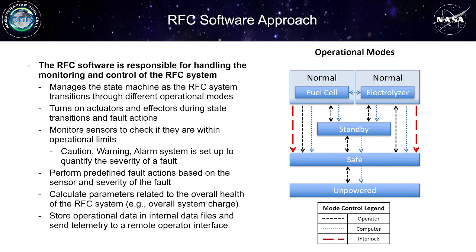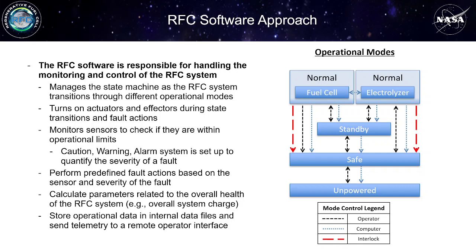So the RFC software itself is responsible for handling the monitoring and control of the entire RFC system. It's responsible for managing the state machine as it transitions between the various operational modes, going from safe, where essentially nothing is happening in the RFC system, to either normal fuel cell or normal electrolyzer, where the fuel cell and electrolyzer are running respectively. Now, during these transitions, the software is responsible for turning on the actuators and effectors during both transitions and fault actions. All the while, it is constantly monitoring sensor data to make sure that it is within operational limits.